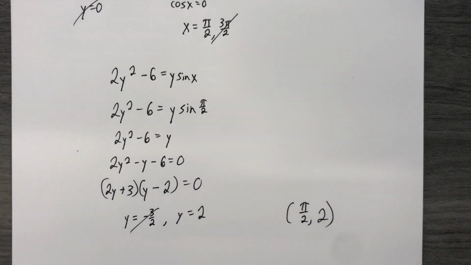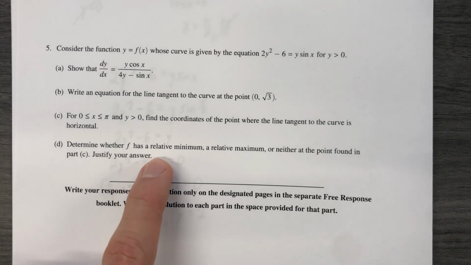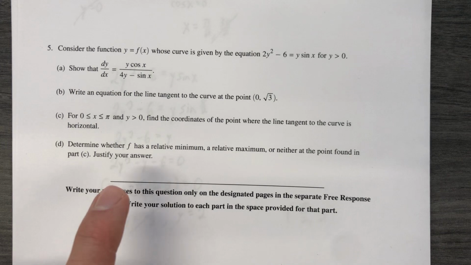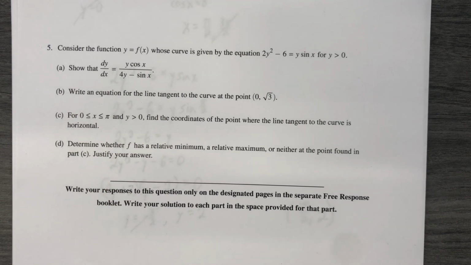All right, the next one's going to take another piece of paper. I probably could have squeezed this one onto half a piece of paper, but I didn't, and I really want to make sure I have room for this next one. So: determine whether f has a relative minimum, relative maximum, or neither at the point found in part C. Justify your answer. Okay, so we're going to be dealing with what's called the second derivative test.